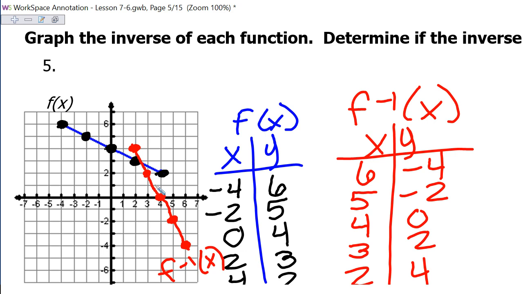Now, something that is extra, but I do want to point out to you, is that when you graph a function and its inverse, the inverse is just a reflection over the linear equation y equals x. So let me show you where y equals x goes. So y equals x goes to the bottom left corner, the origin, and the top right corner. And actually, I want to do a dashed line.